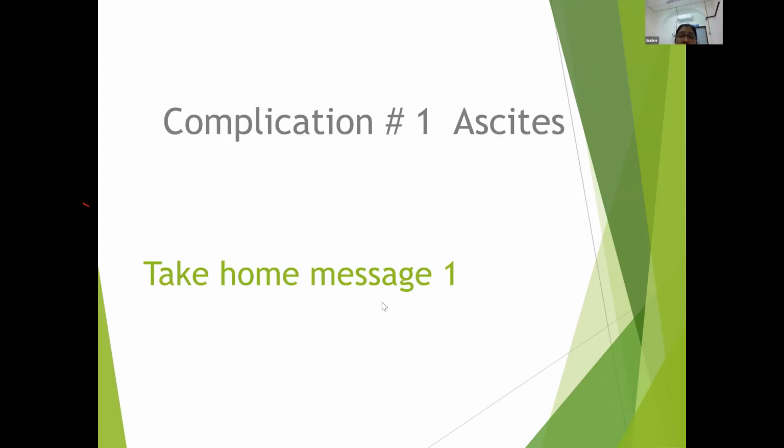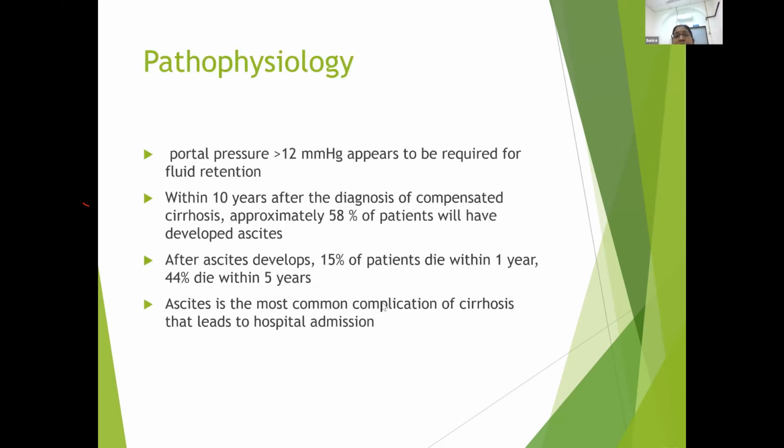Okay, the first complication of portal hypertension is ascites. A portal pressure of more than 12 millimeters of mercury appears to be required for fluid retention. Within 10 years after the diagnosis of compensated cirrhosis, approximately 58% of patients will have developed ascites. After the ascites develops, 15% of the patients will die within 1 year and 44% will die within 5 years. Ascites is the most common complication of cirrhosis that leads to hospital admission.